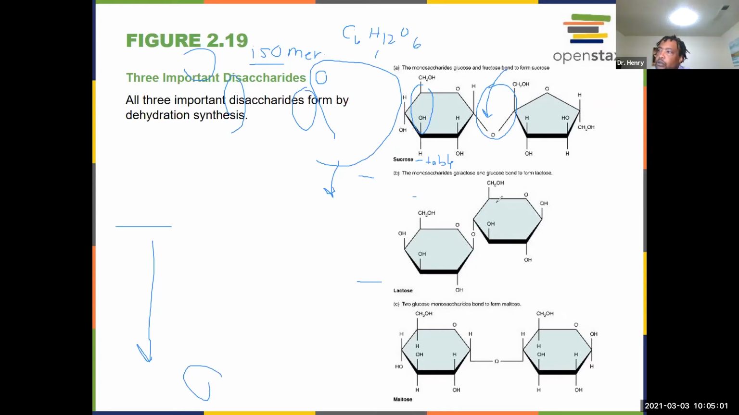Galactose and glucose come together to make lactose. And then we have what we call maltose. Maltose is just two sugar chains. Have you guys had a malted shake or something like that? Delicious, right? So maltose is a combination of two glucose molecules coming together. Each of these disaccharides is made by dehydration synthesis.